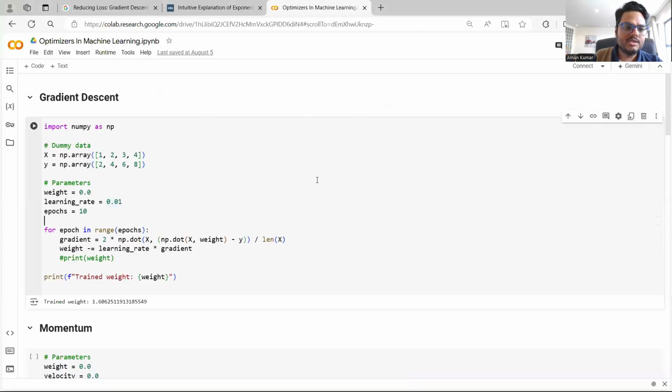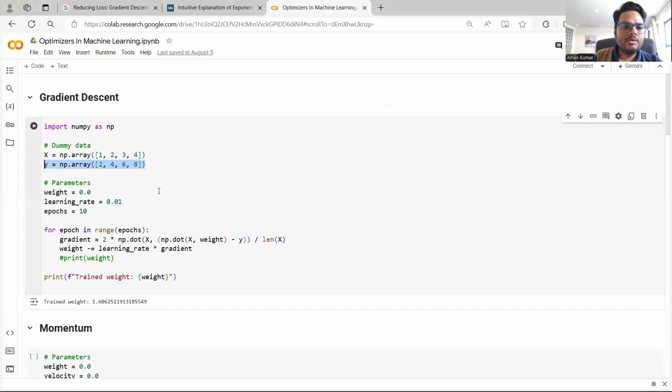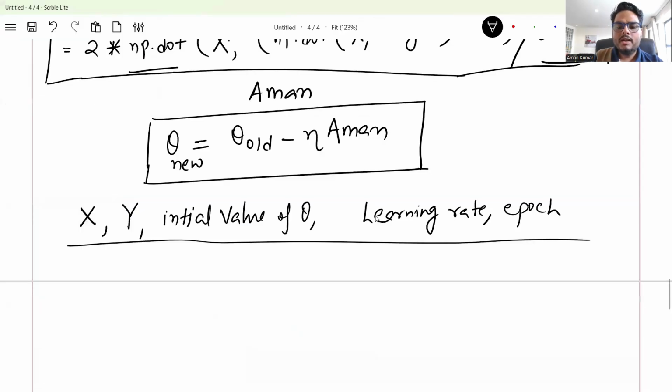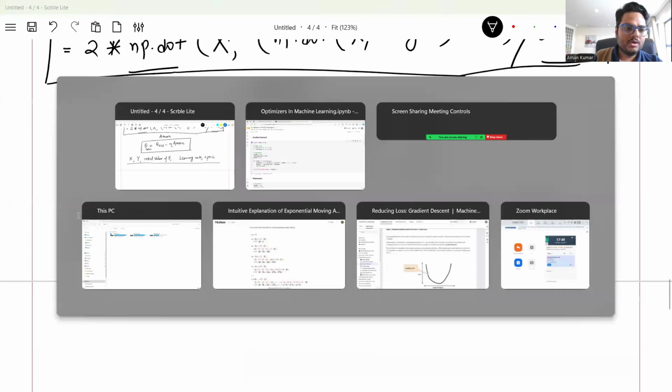any TensorFlow, Keras, etc. So here I'm defining X, I'm defining Y. As I told you, the initial value of theta I need to define. This is my initial value of theta, which is 0, 0. Learning rate I need to define. This is my learning rate. Epochs I need to define. So this is my epoch.